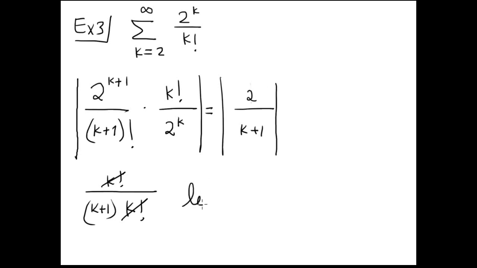And we compute the limit. The limit of this, and the variable is k, not m. In this problem, the index variable is k. K approaching infinity of 2 over k plus 1. If you want, you can remove the absolute value now, because 2 is positive and k plus 1 is positive. And the answer is 0. And 0 is less than 1, or it's between 0 and 1, including 0.